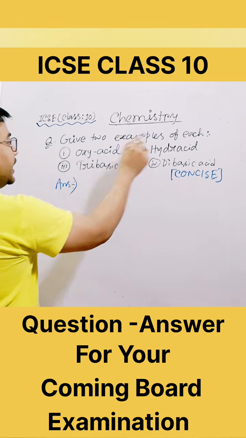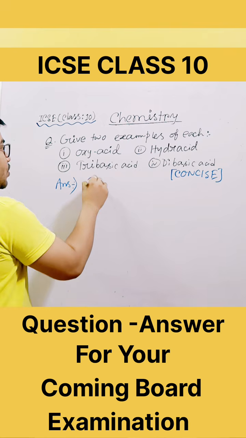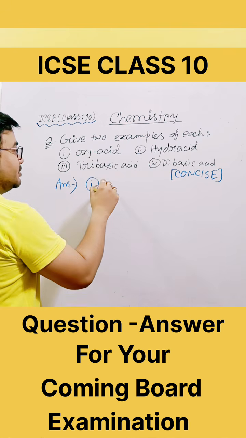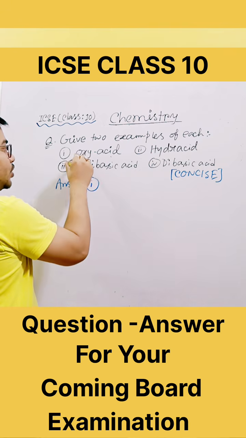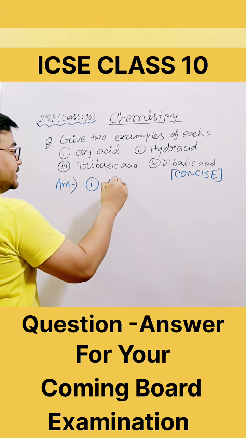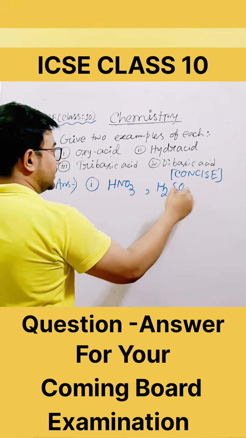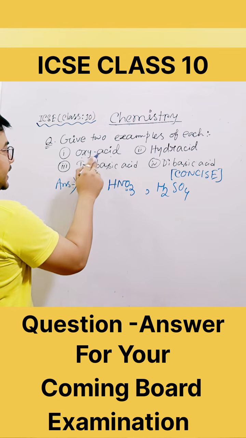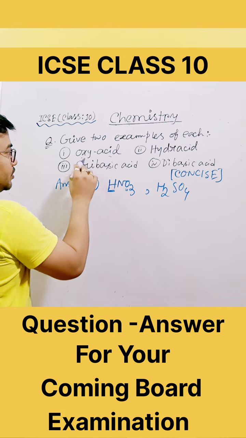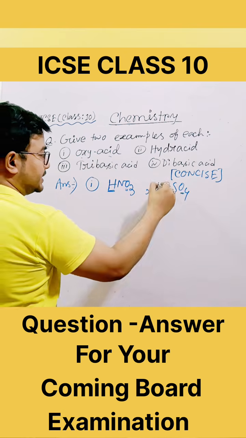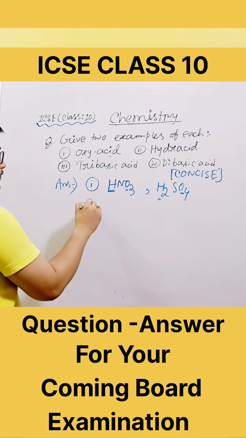First, give two examples of each. First, oxoacid. Oxoacid means acid with oxygen. So you can write nitric acid, sulfuric acid. See, oxy means oxygen, acid means H atom. So these are the examples of the first.